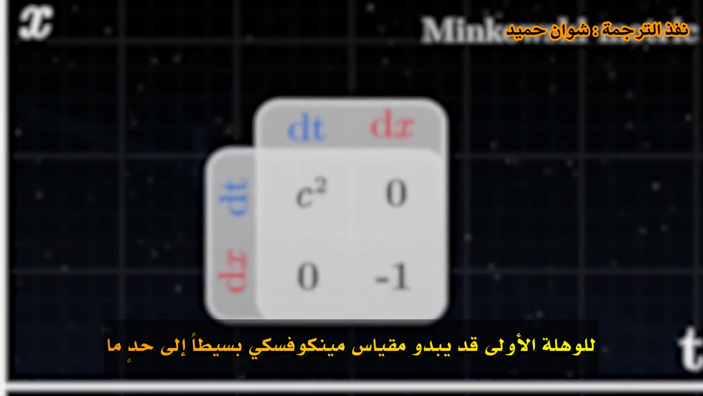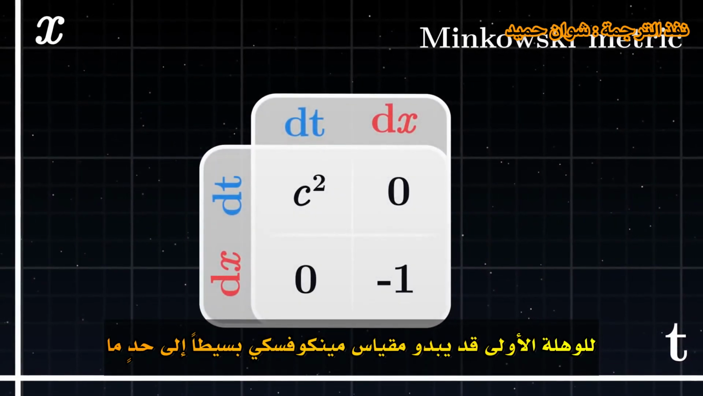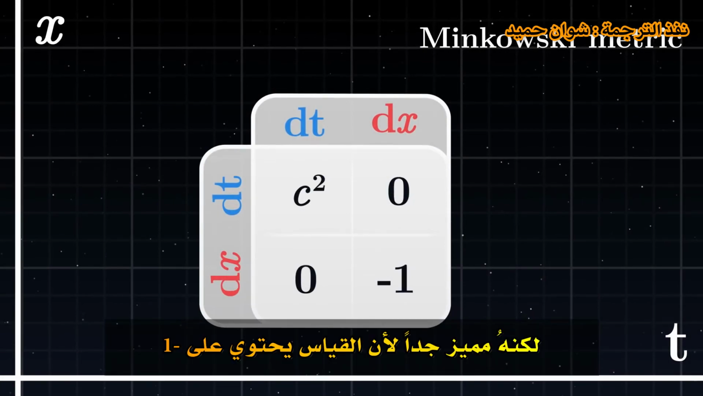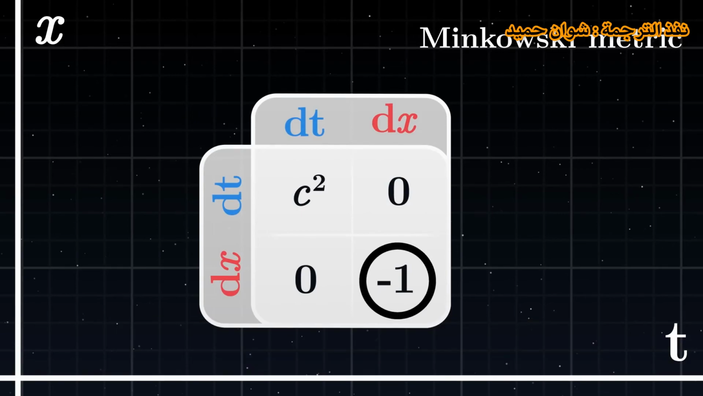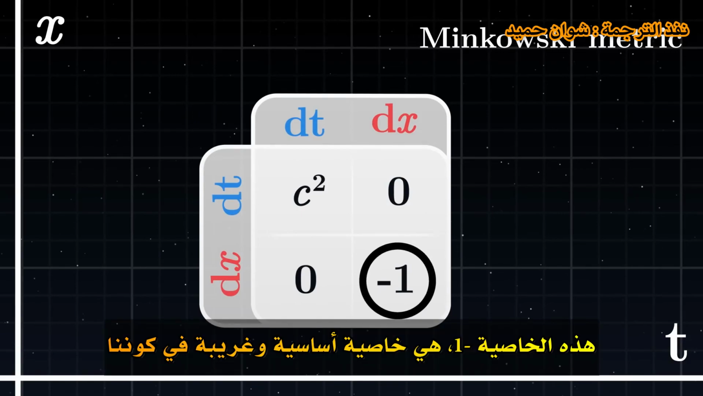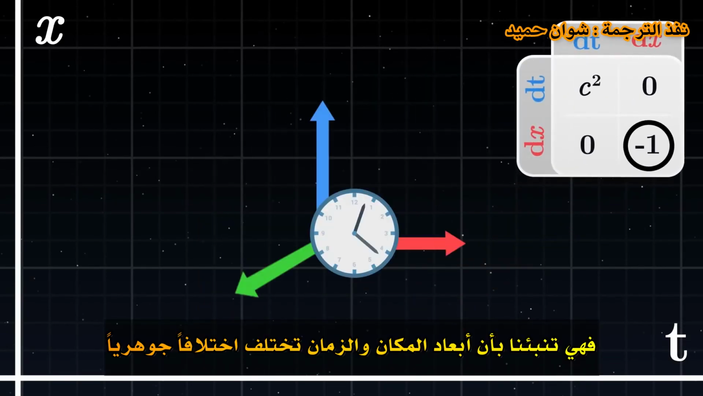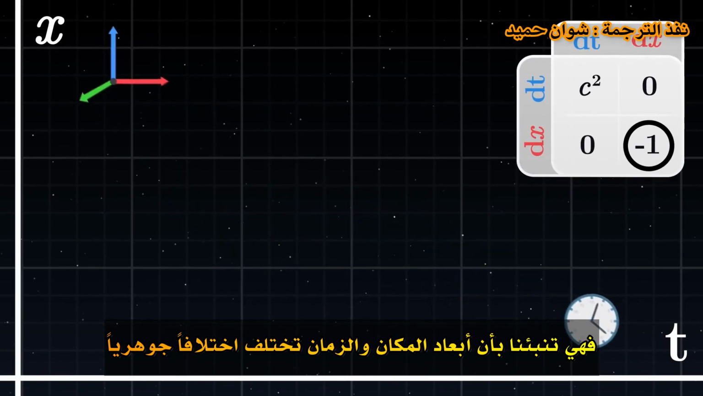At first glance, the Minkowski metric may seem rather simple, but it is actually very special because the metric contains a -1. This -1 is a strange and fundamental property of our universe. It tells us that the dimensions of space and time are fundamentally different.